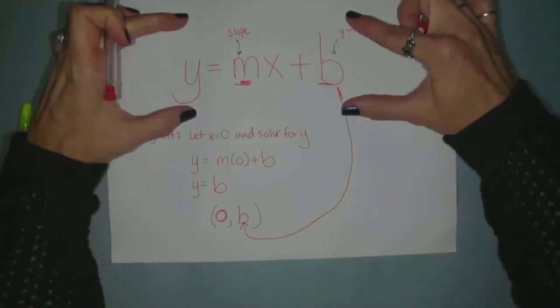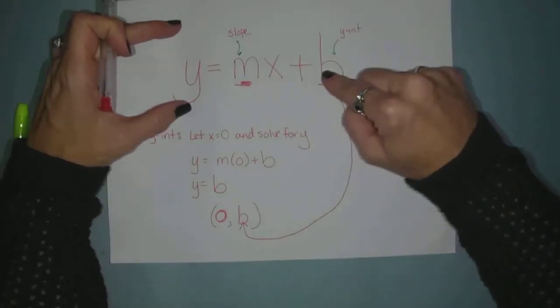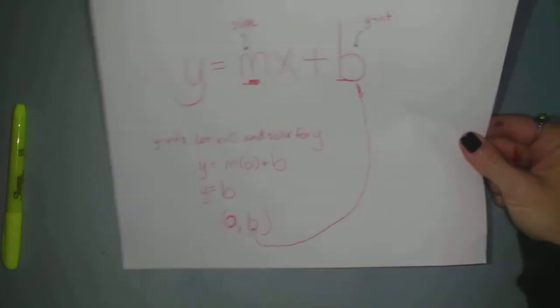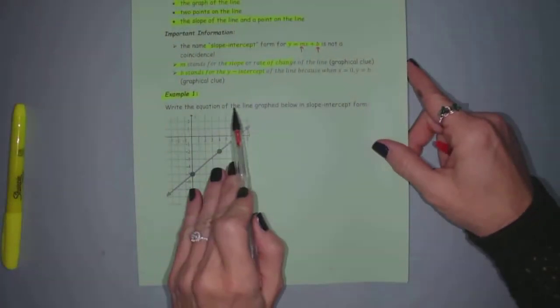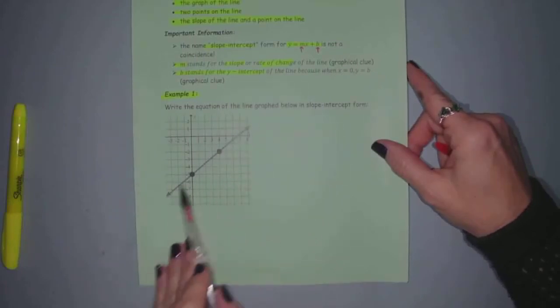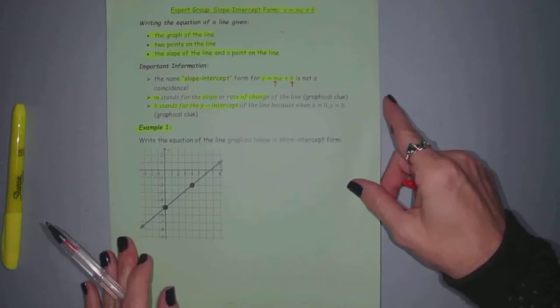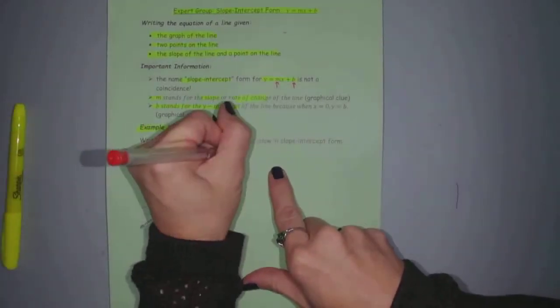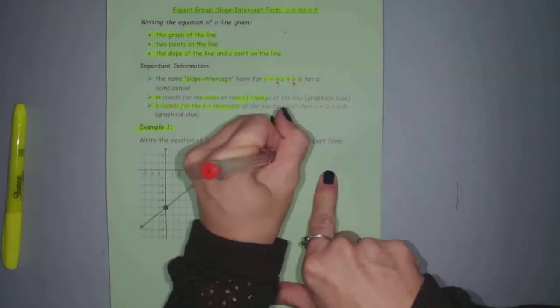Okay, so this is your equation that you're going to become an expert on, slope-intercept form. Okay, so let's get into example 1. So example 1 says, write the equation of the line graphed below, here it is, in slope-intercept form. So the first thing you're going to do, and eventually when you teach this, you're going to have your students do, is you're going to go ahead and write down your form, y equals mx plus b.